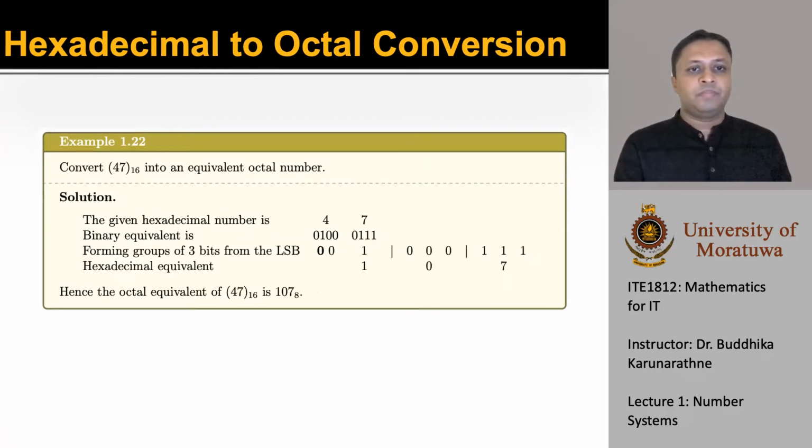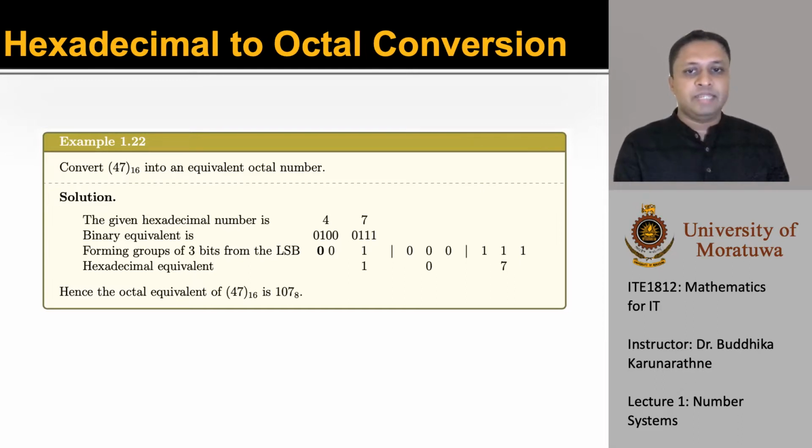And the other way around, going from hexadecimal to octal. Let's once again take an example. This is 47 in hexadecimal format. We first write down the hexadecimal digit sequence, which is 47. And then we write down the binary equivalent. The binary equivalent for 7 is 0111 in 4-digit groups. And the binary equivalent for 4 is 0100.